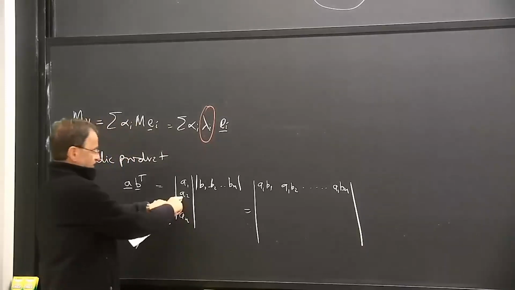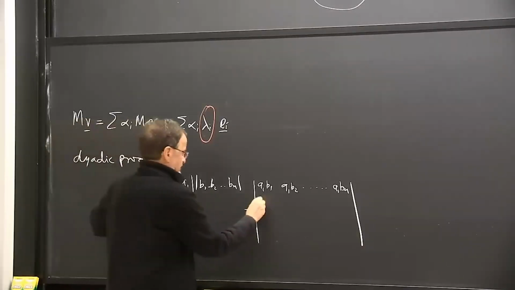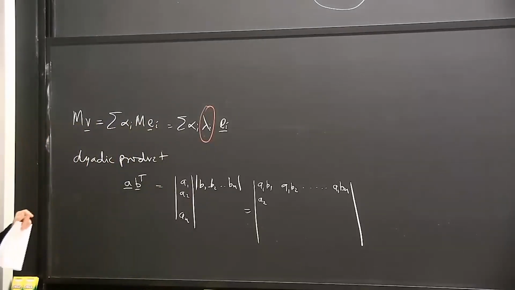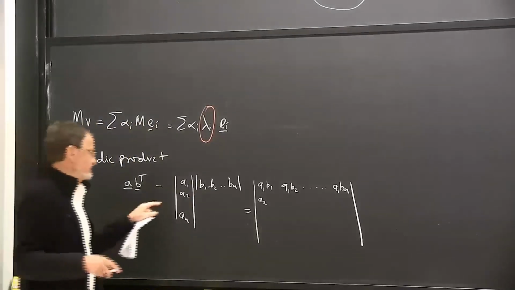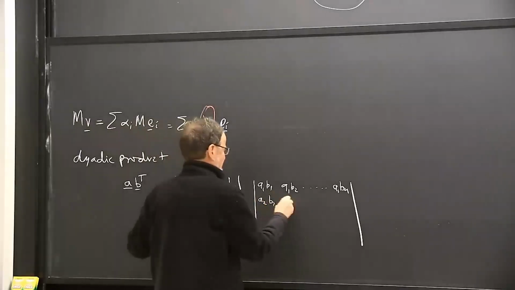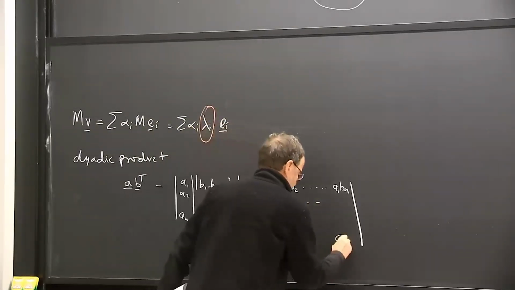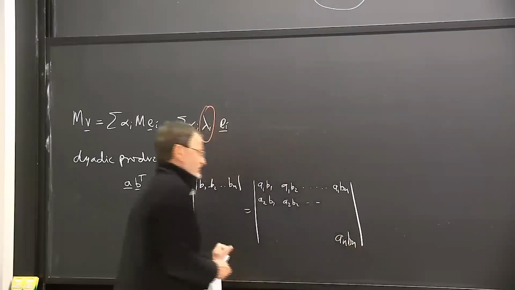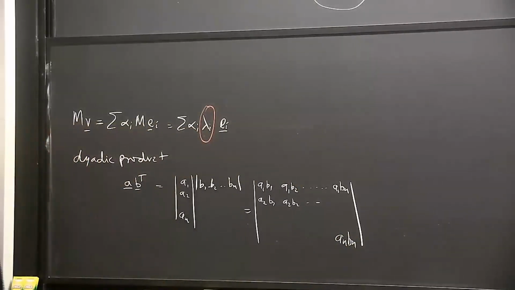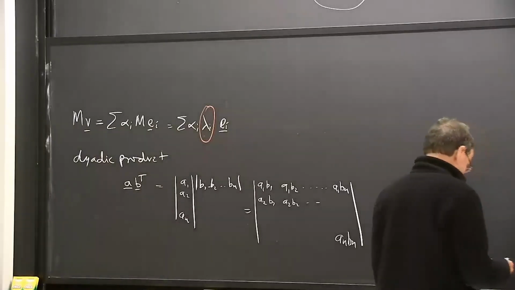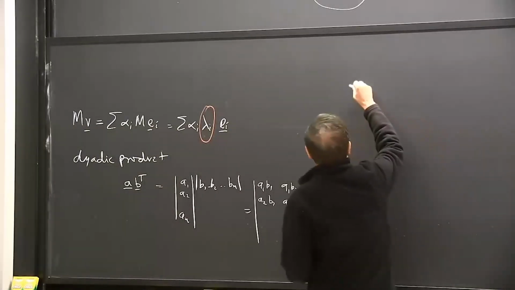And then we go down to the next row here, we get A2. So again, if we treat these vectors as skinny matrices, this is what we get. So altogether, the dyadic product of n vectors is an n by n matrix. And that'll be handy for us. So let's apply that idea.